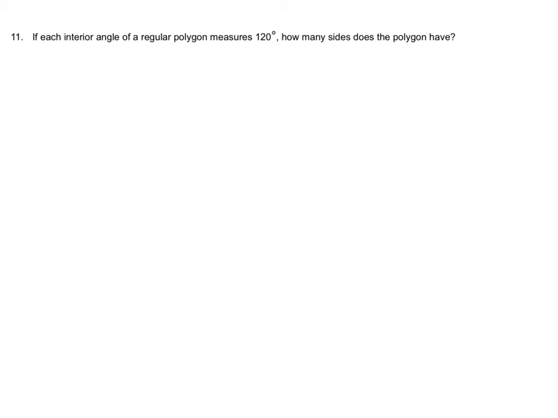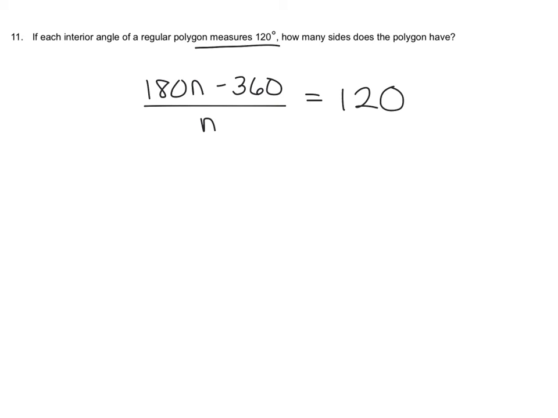If each interior angle of a regular polygon measures 120 degrees, how many sides does the polygon have? Here, we're given the measure of each interior angle and we want to know the number of sides. We'll use the formula 180n minus 360 all over n. This formula gives us the measure of each interior angle. Since we know that the measure of each interior angle is 120 degrees, we'll set this equation equal to 120 and then solve for n to find out how many sides the polygon has.